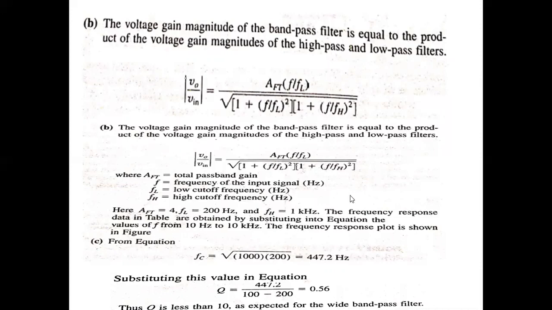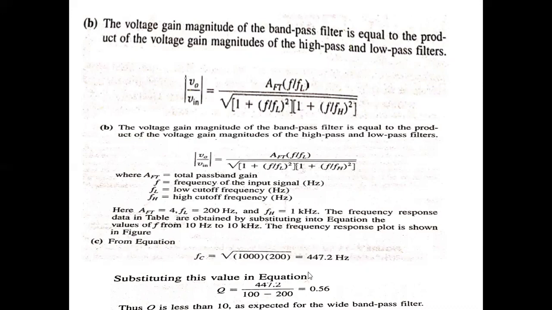Then we will substitute these values in those equations from 10 hertz to 10 kilohertz, and the frequency response can be plotted. From the equation, the center frequency can also be calculated as the square root of 1 kilohertz into 200 hertz, that is 1000 into 200. The square root of that is going to give the center frequency as 447.2 hertz.